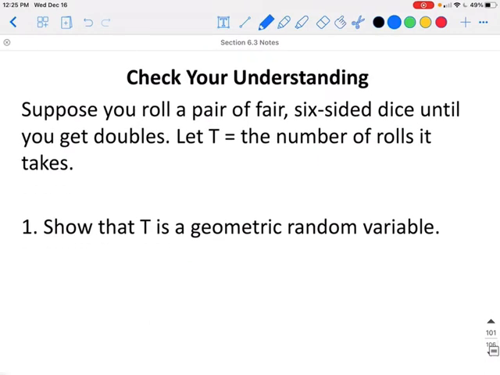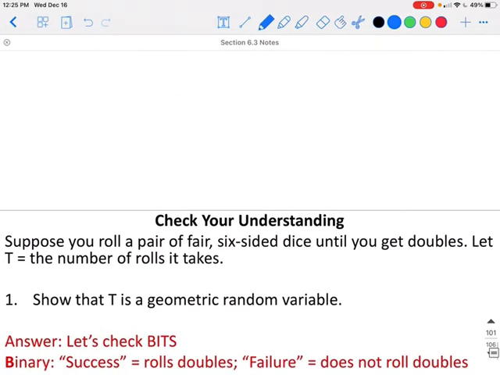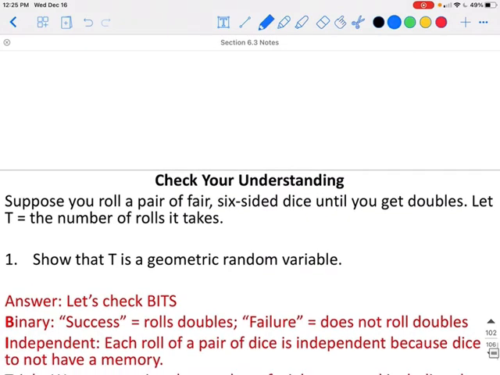So let's check our understanding. Show that T is a geometric random variable. In this case, we're going to roll 2 fair 6-sided dice until you get doubles. Let T be the number of rolls that it takes. To check to see if this is a geometric random variable, you are going to check BITS instead of BINS. So you're first going to check that it is binary. Success is that you roll doubles. Failure is that you do not roll doubles.